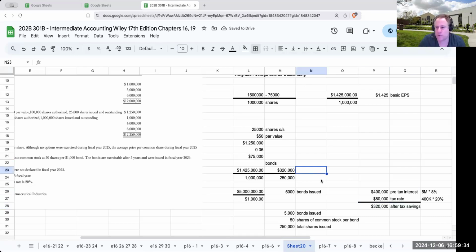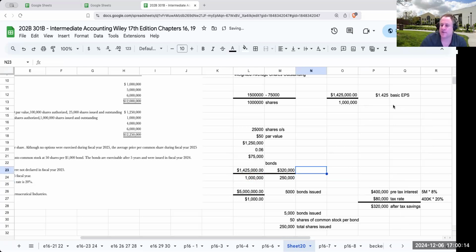Now, here's the big trick. Is this dilutive? Well, if we take 320 divided by 250, we get 1.28. We would say that this is dilutive, because now if I was looking over here at my earnings per share, it's now $1.40, which is lower than the basic earnings per share I had before. So we would say that this is in fact dilutive. Because this is dilutive, we're going to include it.